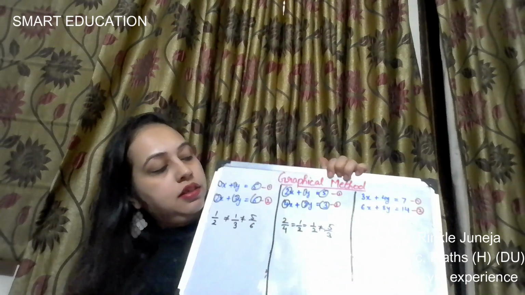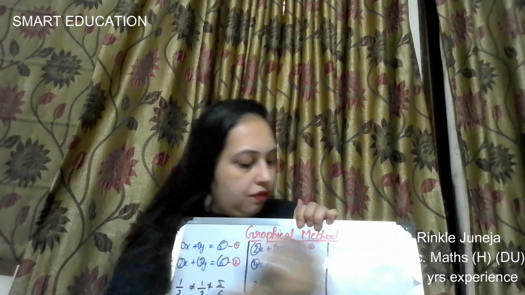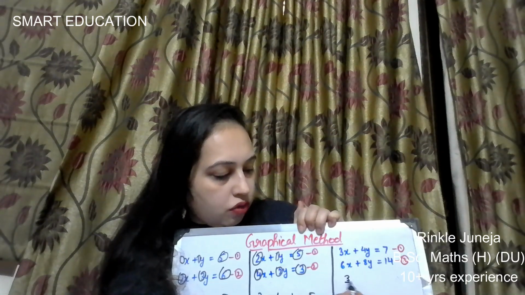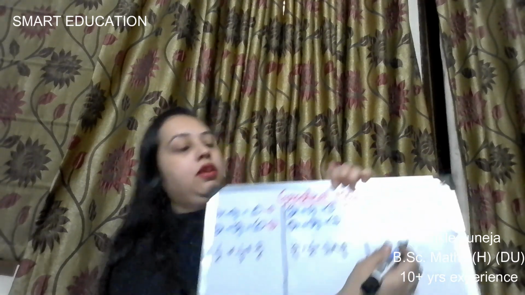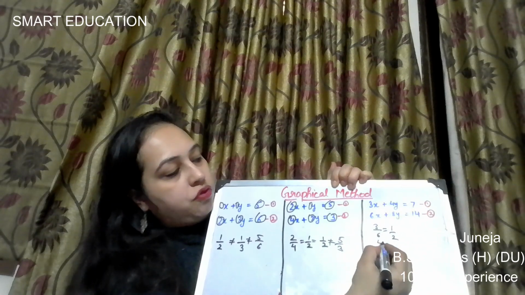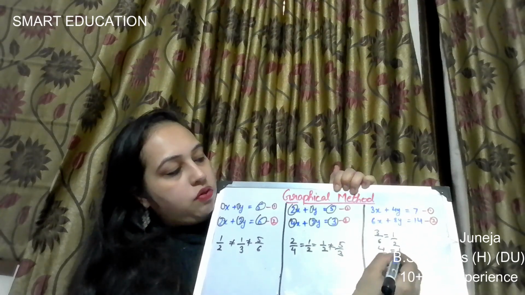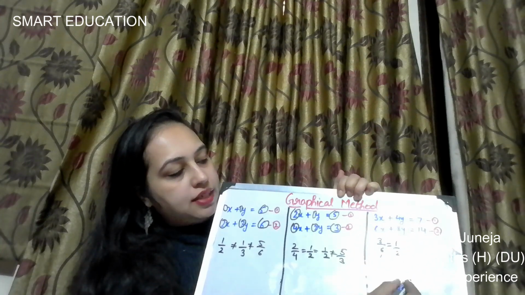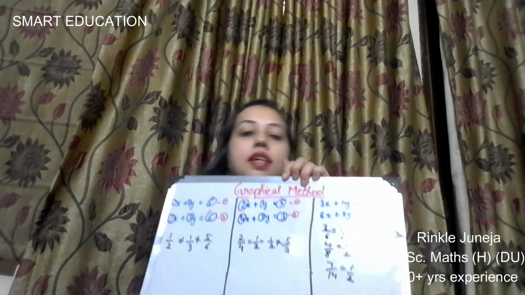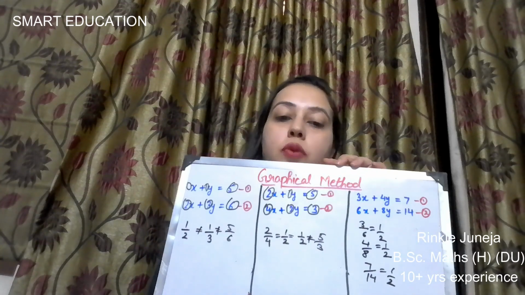And if we consider the third example, we have the first ratio, coefficient of x, which is 3/6, which is going to be 1/2. For coefficients of y, it's 4/8, which is again going to be 1/2. And for the constant, 7/14, which is again going to be 1/2. So in this case, all the three ratios are equal.